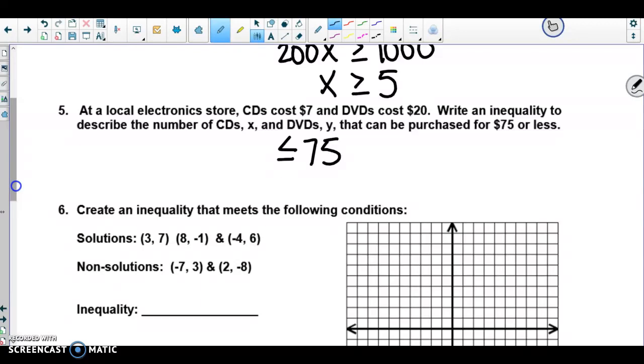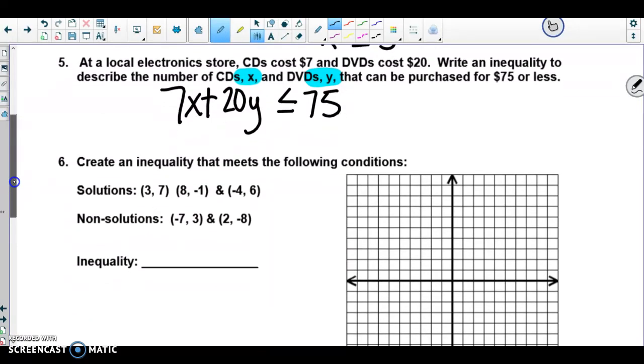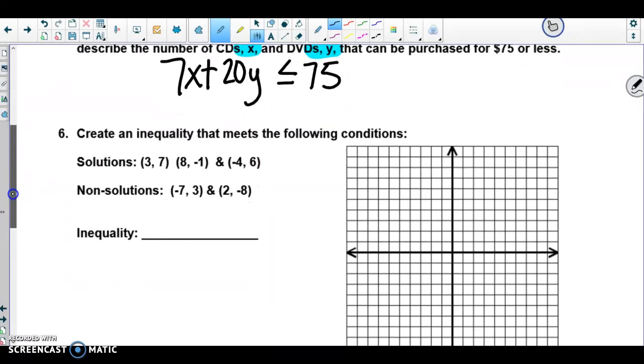Now, CDs cost $7. So if I buy 3 of them, that's $21. And I got that by taking 7 times however many CDs we have, because this is telling us the number of CDs and the number of DVDs. If I buy DVDs as well, they cost me $20 each. So 20 times 2, if I buy 2 of them, would be 40. So I just take 20 times y, whichever it is. So here would be my inequality: 7x plus 20y has to be less than or equal to 75. Not solving, just setting up.